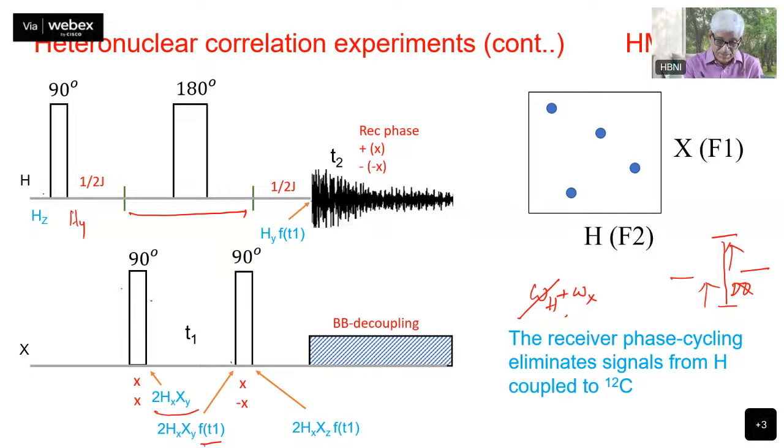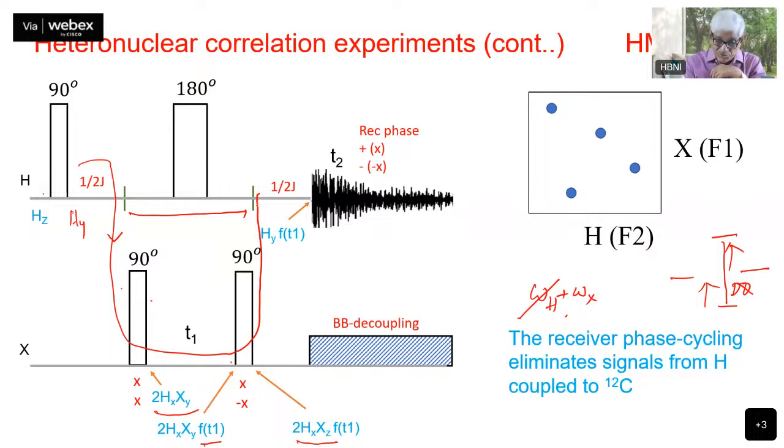When I apply this 90 pulse now only to the X channel, I don't apply it to the proton channel. Therefore, the proton operator term does not change, but the X operator term will change to antiphase. When I do this, I get here 2HX XZ. So XY goes to XZ, HX remains as HX. Therefore, magnetization flow has been like this, and now it will go like this. This is the flow of the magnetization. Okay, so it comes here. Now at this point, it is 2HX XZ.